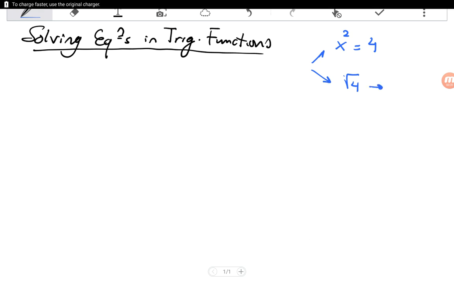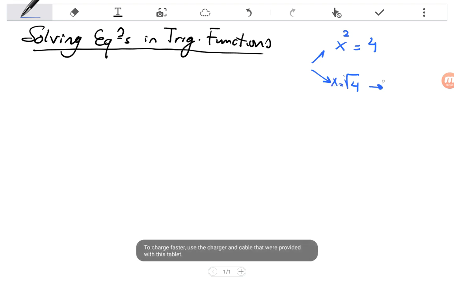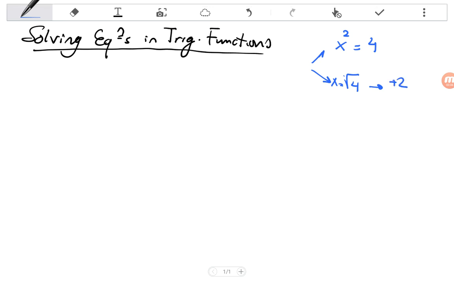This one gives me one value. If I told you x is equal to square root of 4, this gives me just one value, which is the positive 2. The square root is a function, and any function has only one output to a single input. Okay? But what about this?